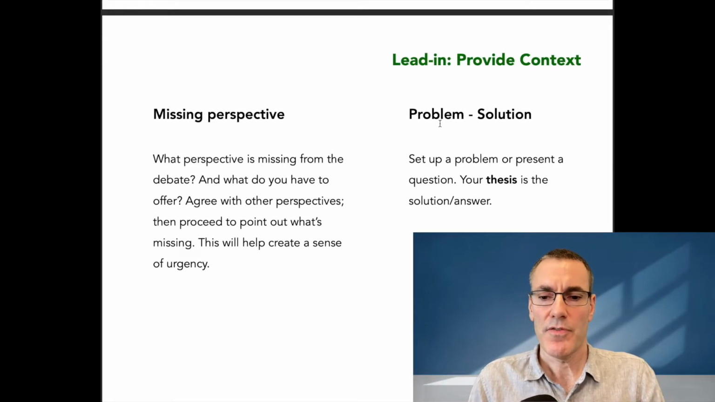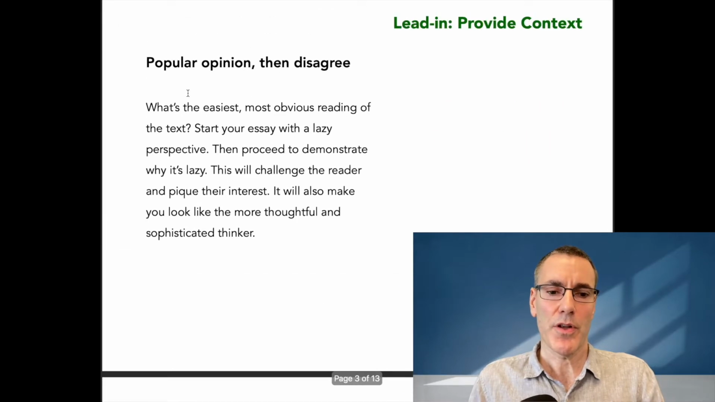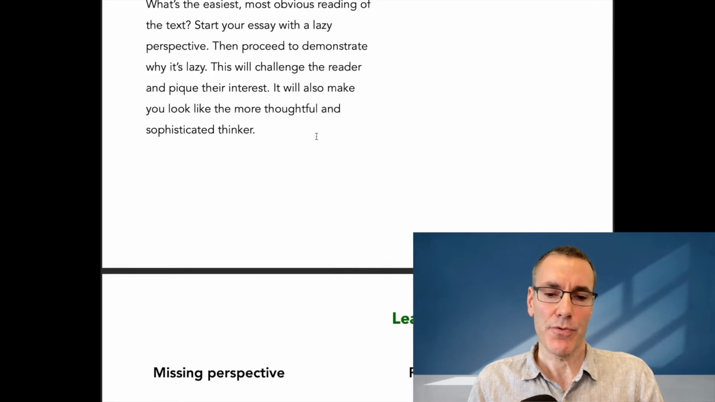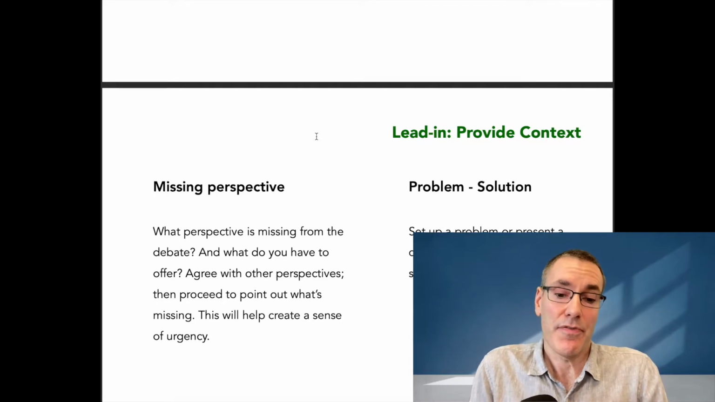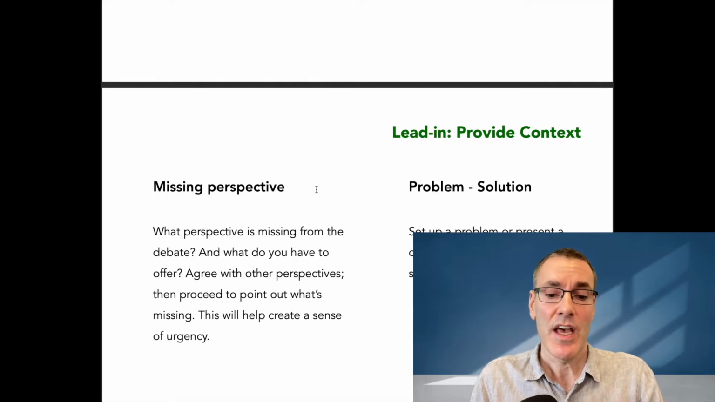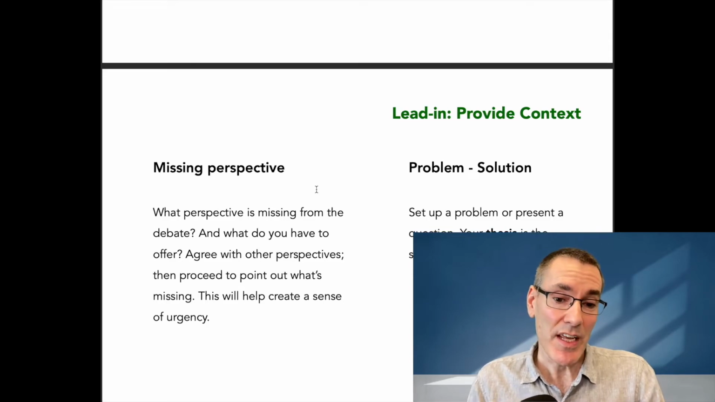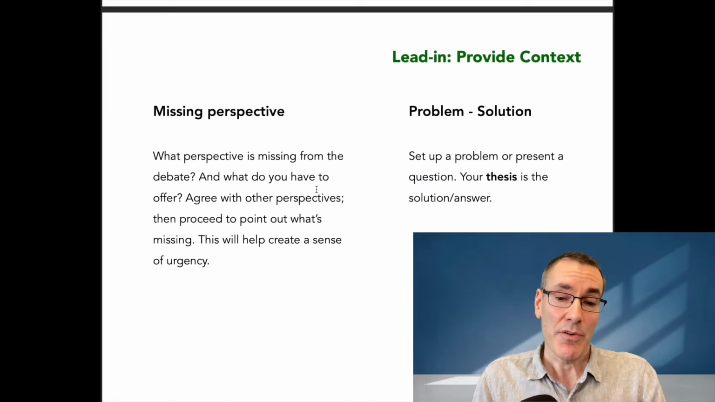So missing perspective and problem solution are very closely connected to popular opinion and disagree. It's the joining of the conversation. We've been talking about Macbeth for the last 2 weeks in class, and everybody seems to be saying A, B, and C. Nobody's been saying D, however, and I've been thinking a lot about D. What do you guys think about D?